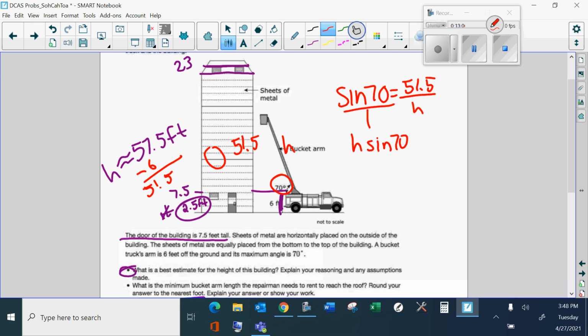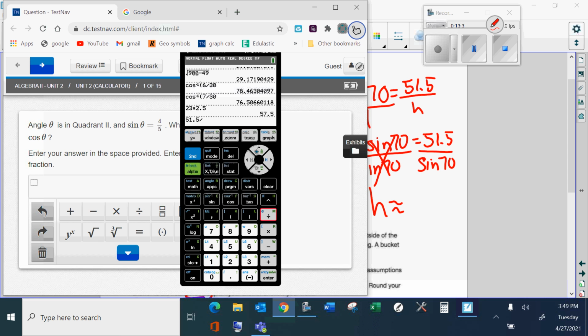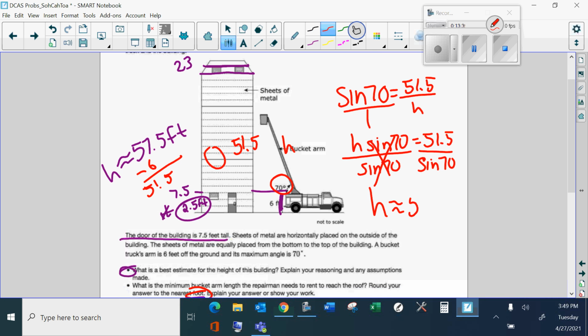This trig function always goes last, the variable out front. And I still have one last step to do from pre-algebra: divide by the number to get the variable by itself. Sine 70 is just a number. Okay, so put it in the calculator; we're saying to round to the nearest foot again. So 51.5 divided by sine 70 equals 54.8, which is 55 feet, because we want to go to the nearest foot.